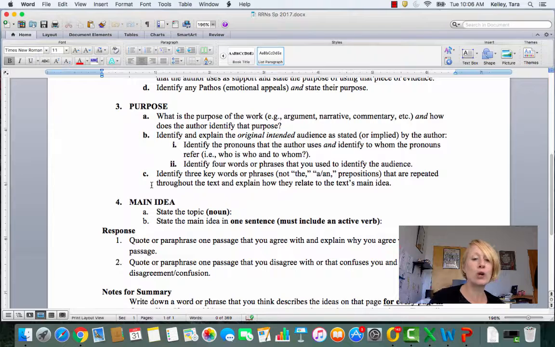Then number 4, you're going to think about the main idea. What is the topic of this text? And in one sentence, state the main idea. The main idea being the main claim or the main argument being made here. You want to really draw that out. It may not be something that the author says. It may be something that you actually have to write. So I want you to think about that and think about putting that into your own words.